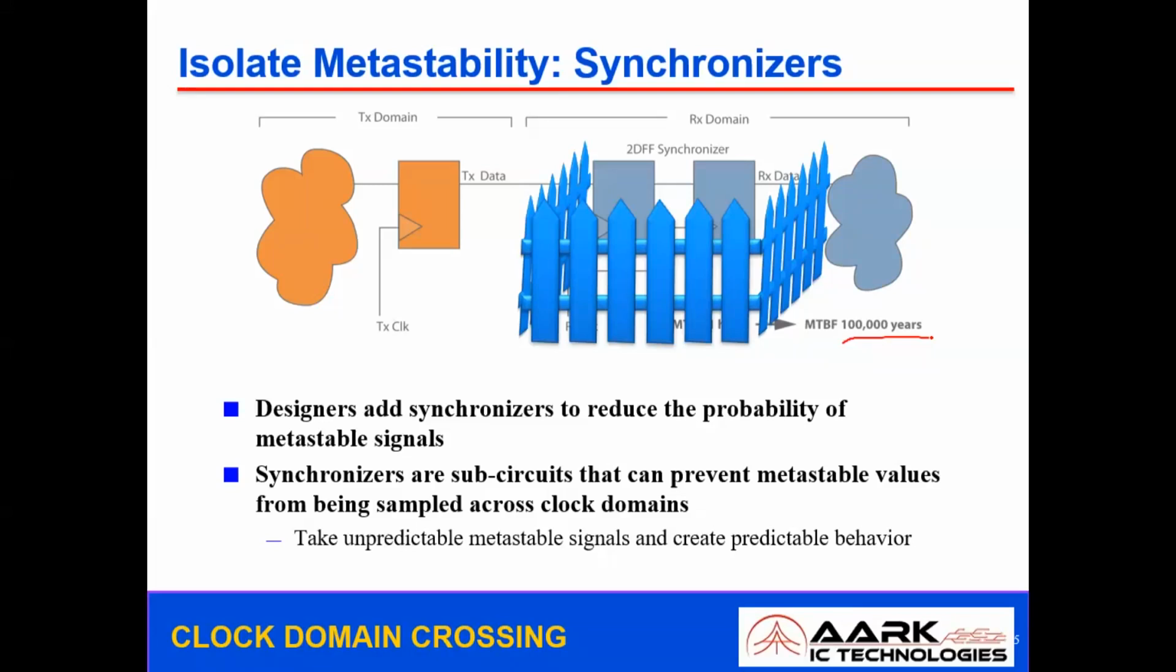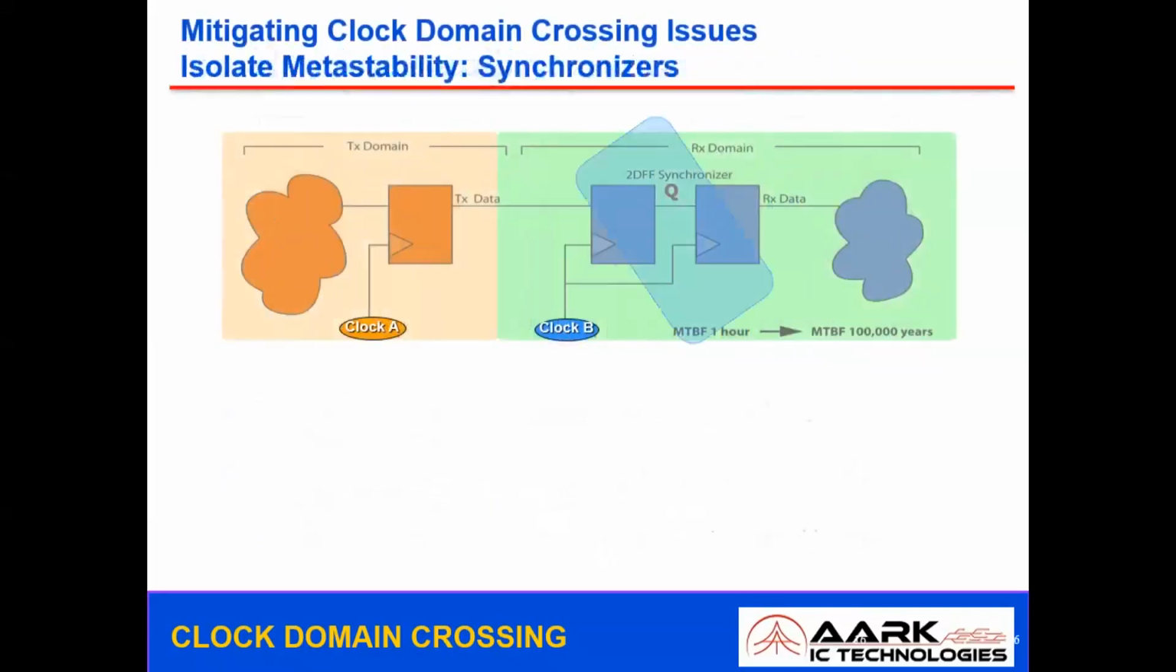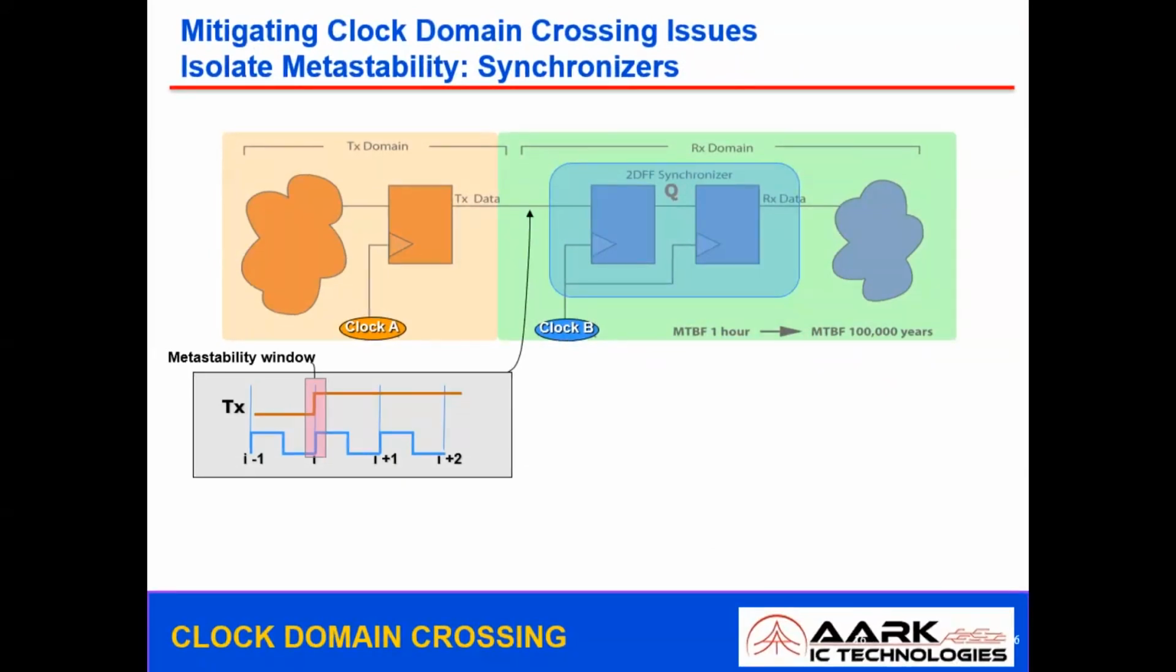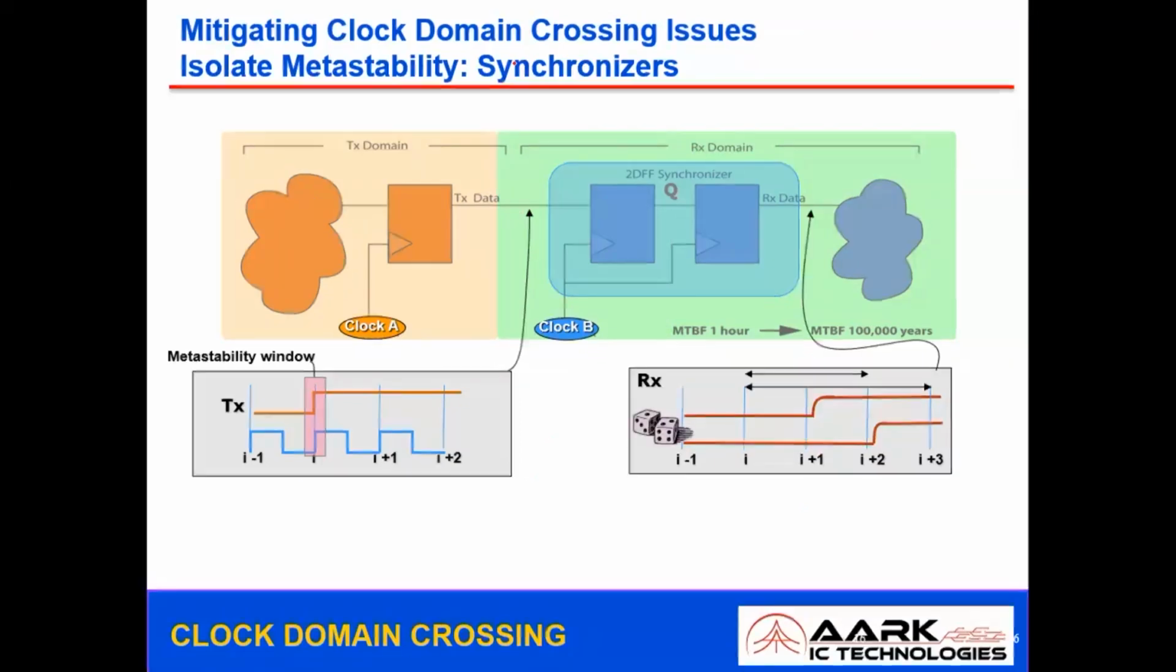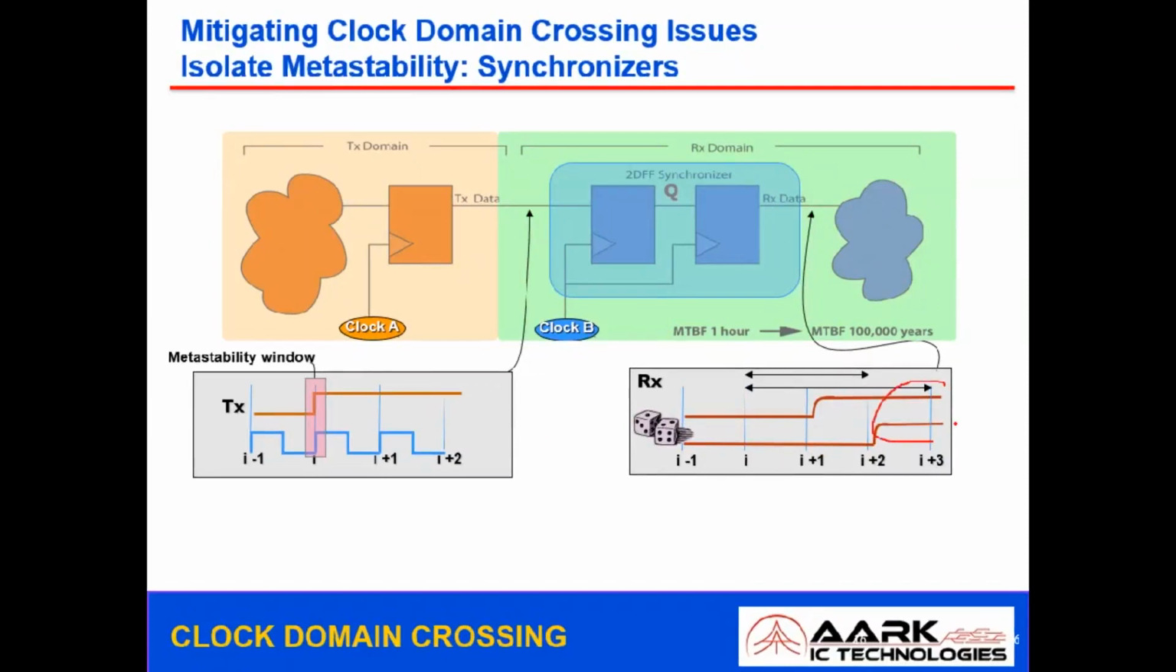Take unpredictable metastable signals and create a predictable behavior. The first simple technique is to provide synchronizers between two different clock domains. If you look at clock A and clock B, the transmitter has transmitted the data. Now there's the signal, and you see here the metastability issue is there because exactly at the edge the data is changing. So now the Q is going to be in some unpredictable nature because this is already in the metastable state. When you look at the RX data, your data is stable. So the first one will receive a stable data, and at a later stage, the second flop will also receive the stable data.